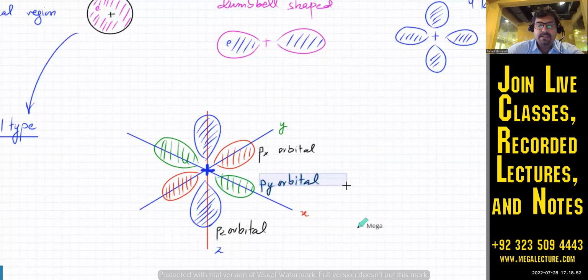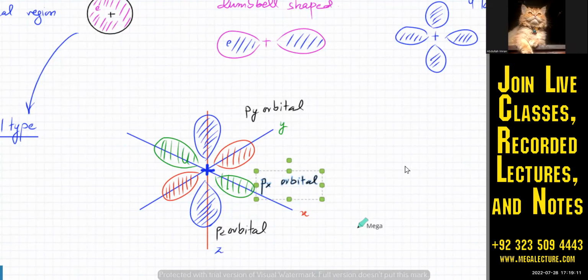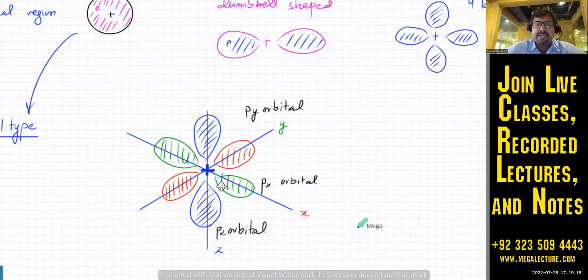Then I would have to call this one the py orbital, and the green one would be your px orbital. The idea is clear that x, y, z is arbitrary, right? I mean, in the real world there is no x, y, and z. You assign it yourself, and you could assign it to any one axis. The only condition is that they should be 90 degrees to each other.